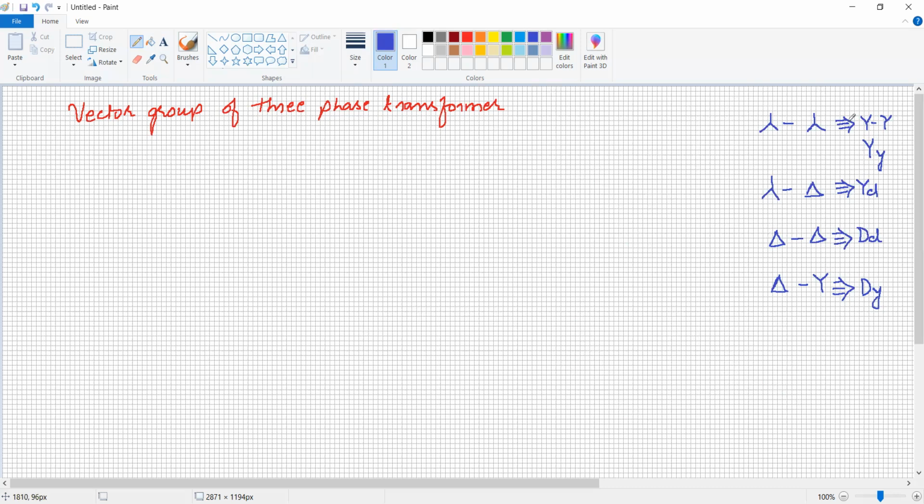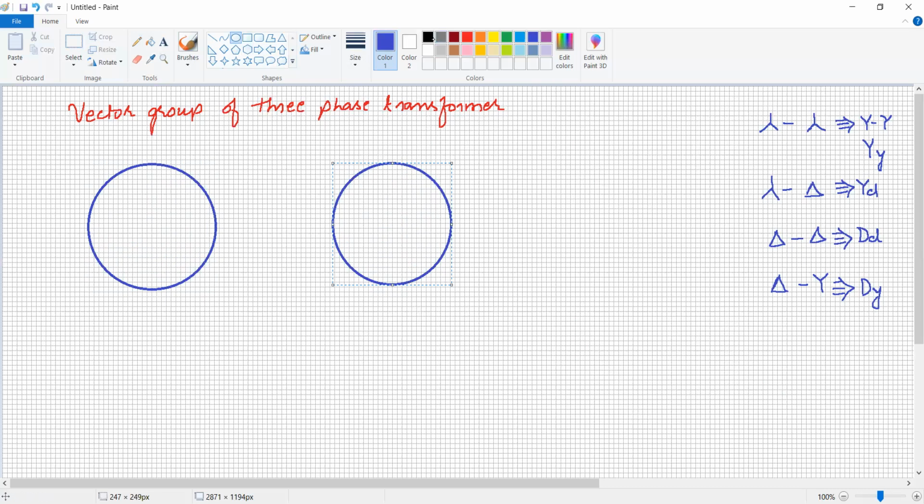Now these connections are written as Yy connection, Yd connection, Dd connection, and Dy connection. These are categorized with the help of the vector group. So first of all, what is the vector group representation? The clock convention method is used to represent the vector group of a three-phase transformer.